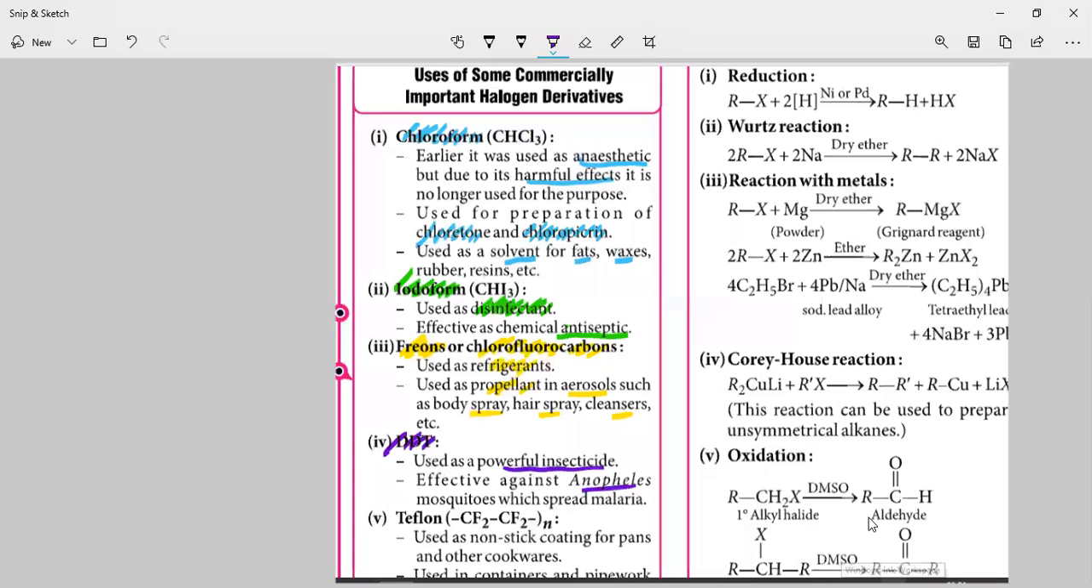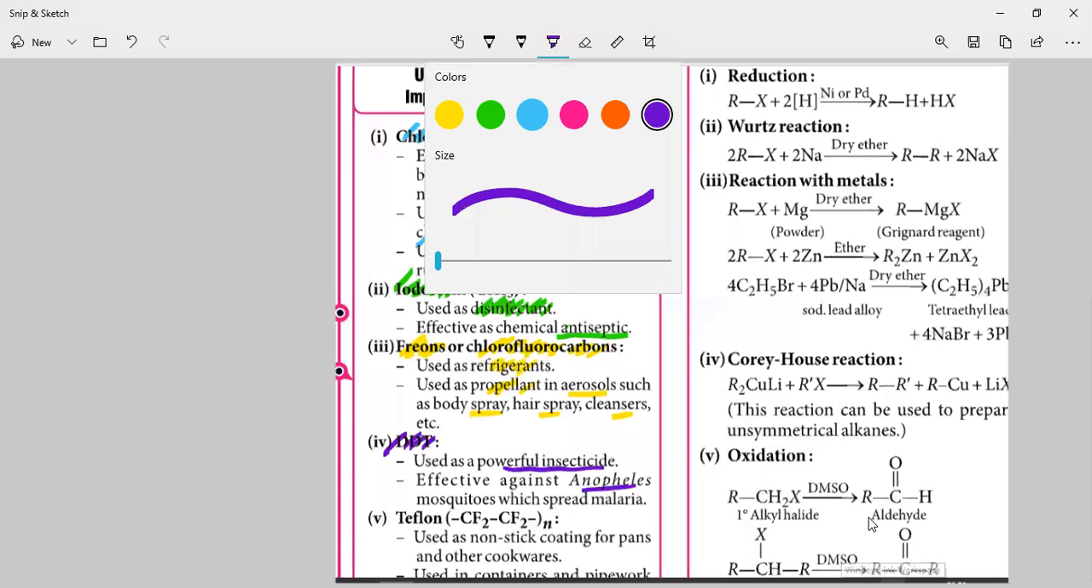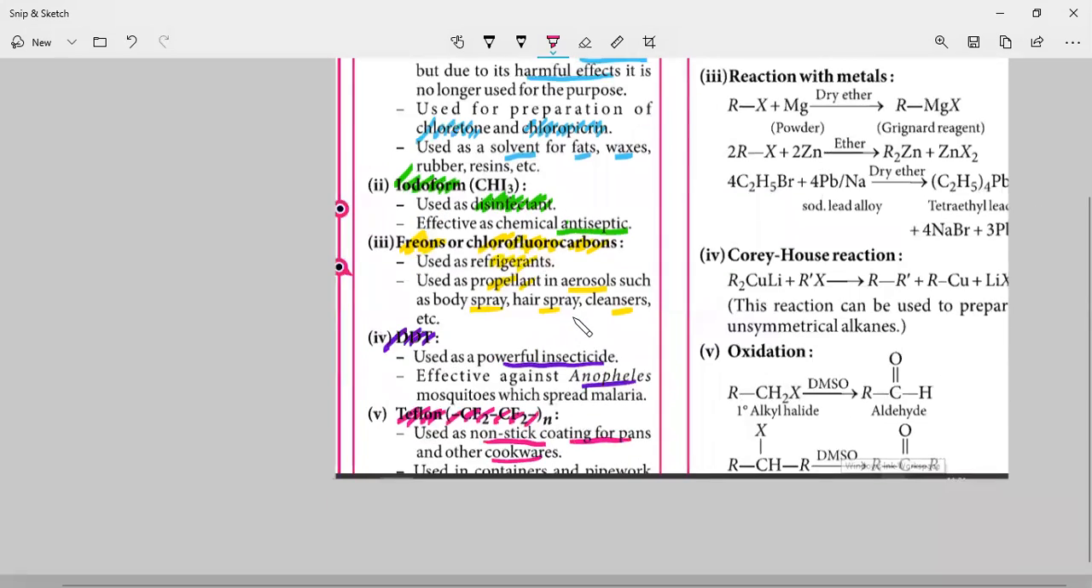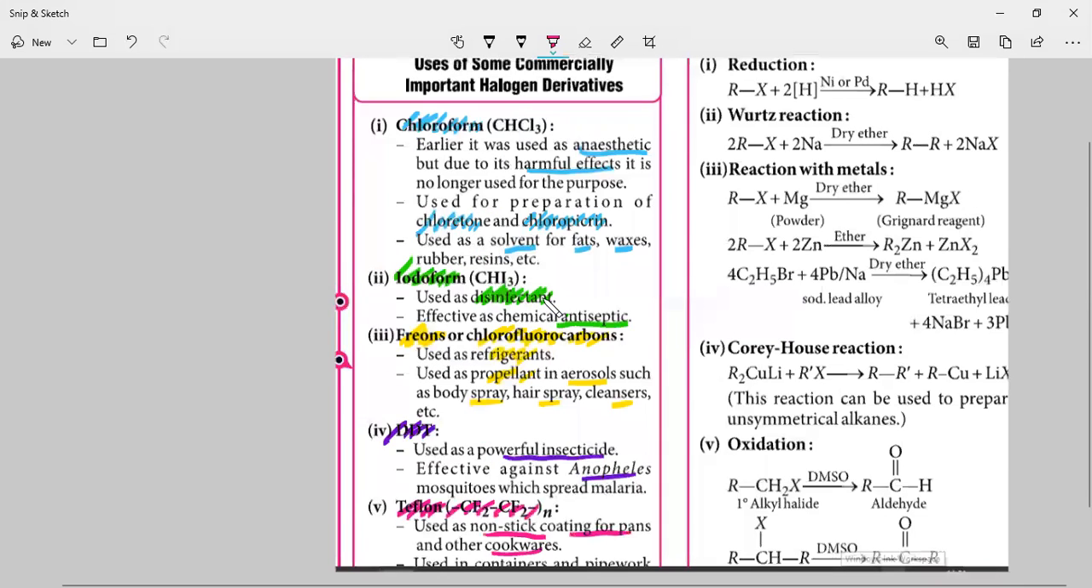And Teflon, which is also very important. Teflon is used as a non-stick coating for pans and other cookware. It is a polymer, and it is used in containers and pipes. So these are the uses of some commercially important halogen derivatives: chloroform, iodoform, freons, DDT, and Teflon.